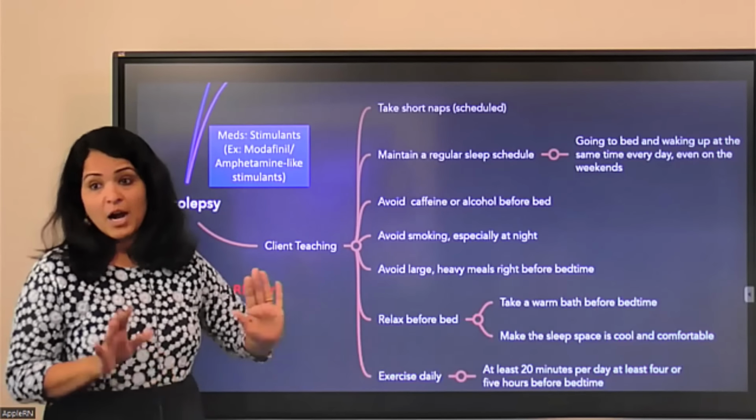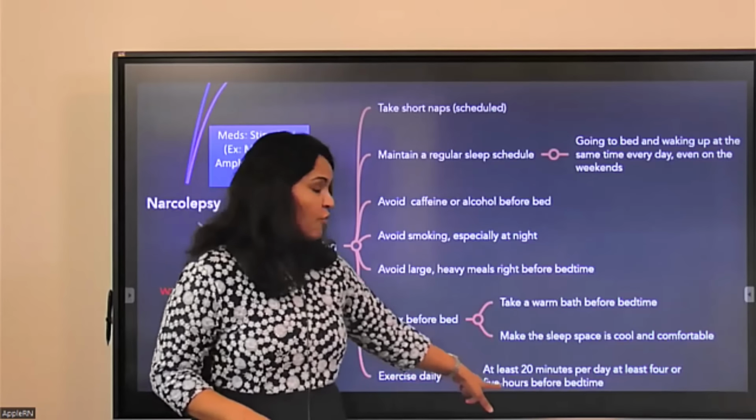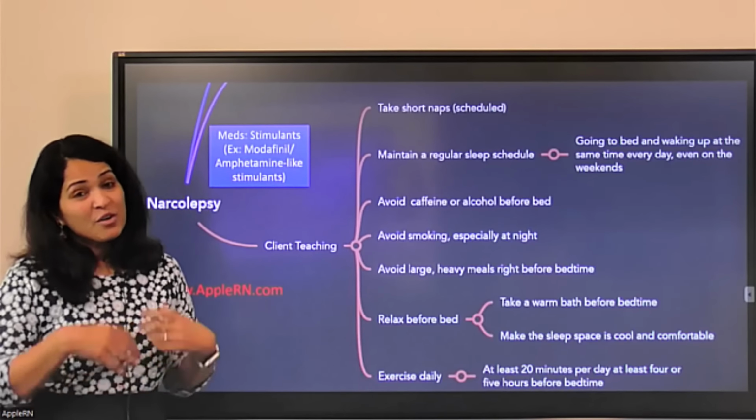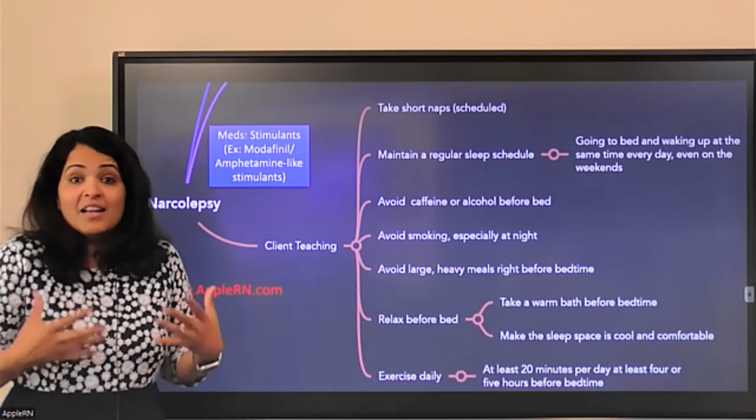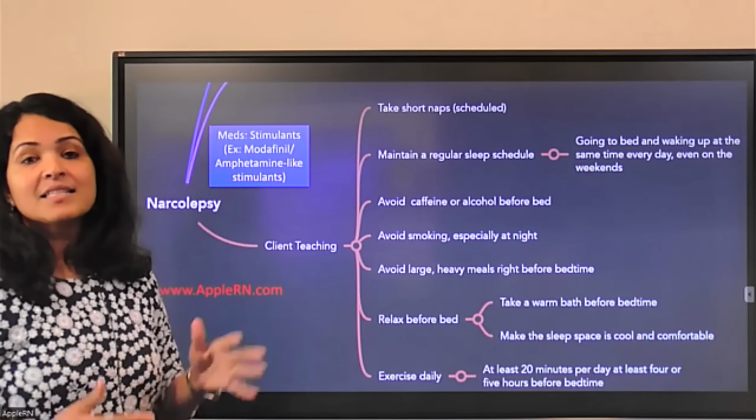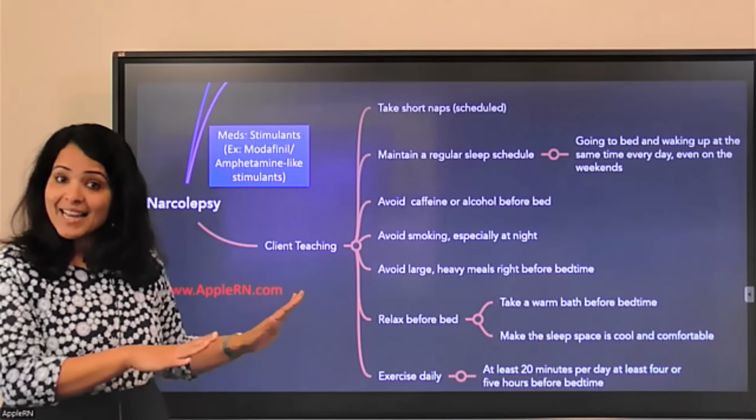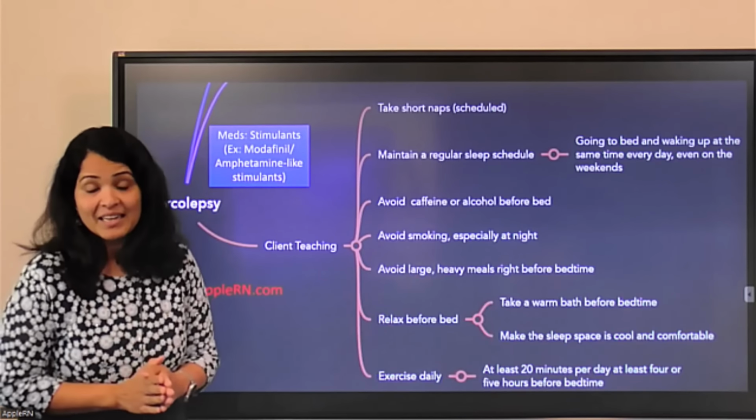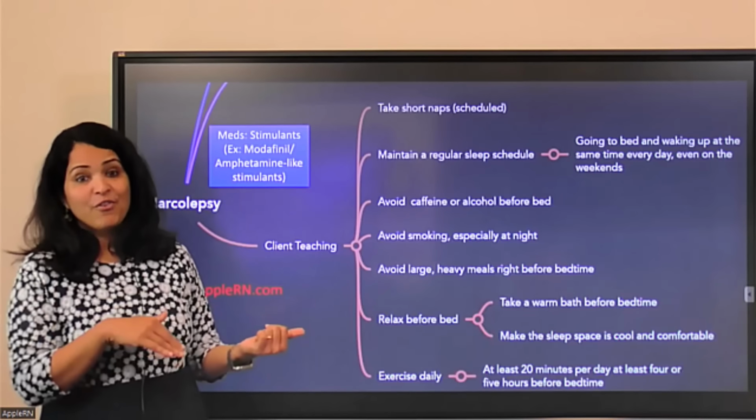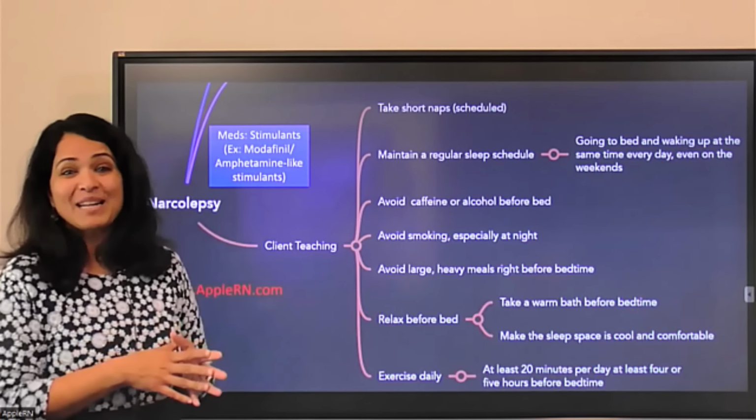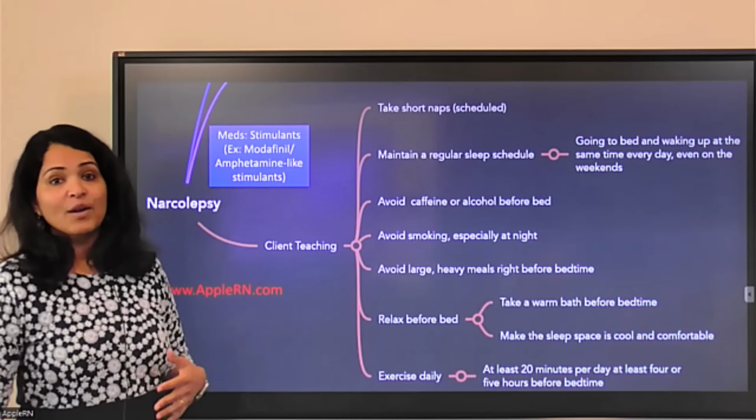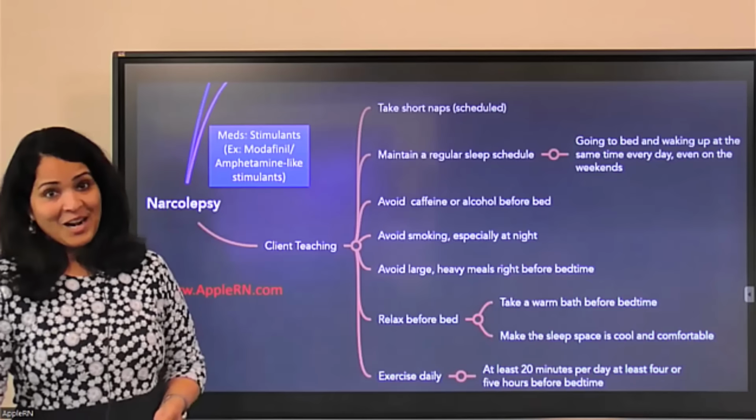Exercise is good. However, do it at least 4 or 5 hours before bedtime. We don't want to exercise soon before, because then the body will be in a very hyper-stimulated state. So have the exercise done, at least 20 minutes per day. Do the exercises, that's really good, but do it a few hours before bedtime. So those are some of the things we can teach the clients when they are already diagnosed with narcolepsy.